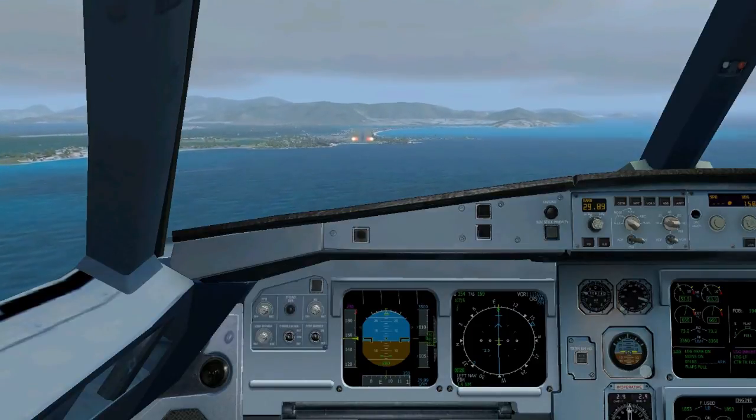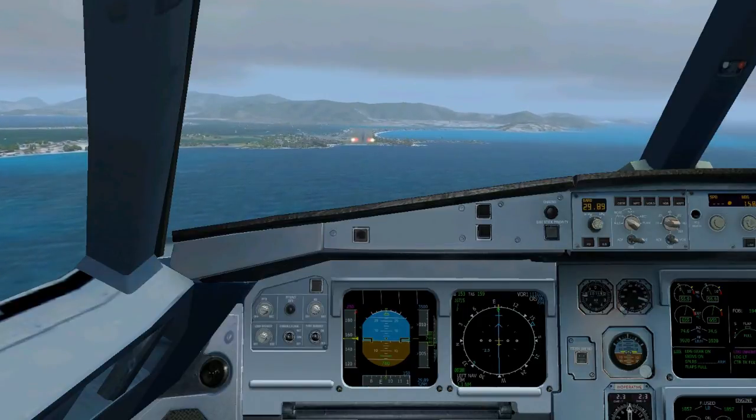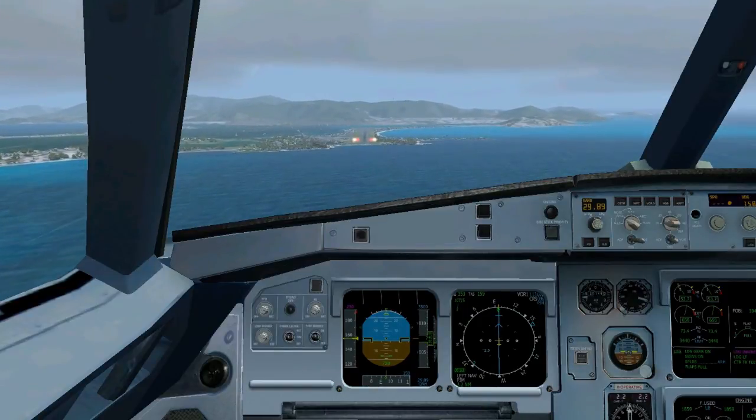Okay, at this point we're pretty close to the runway. Let's keep a sterile cockpit, meaning no talking unless it's necessary until after we land.